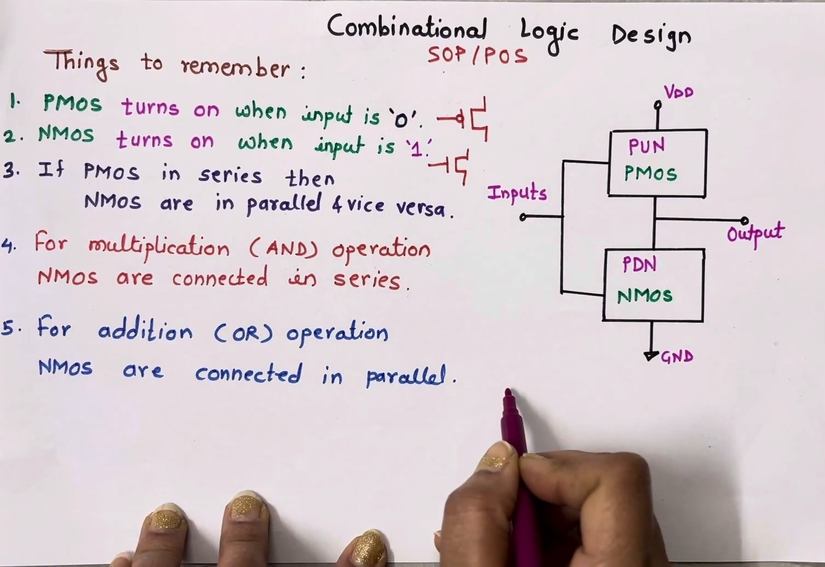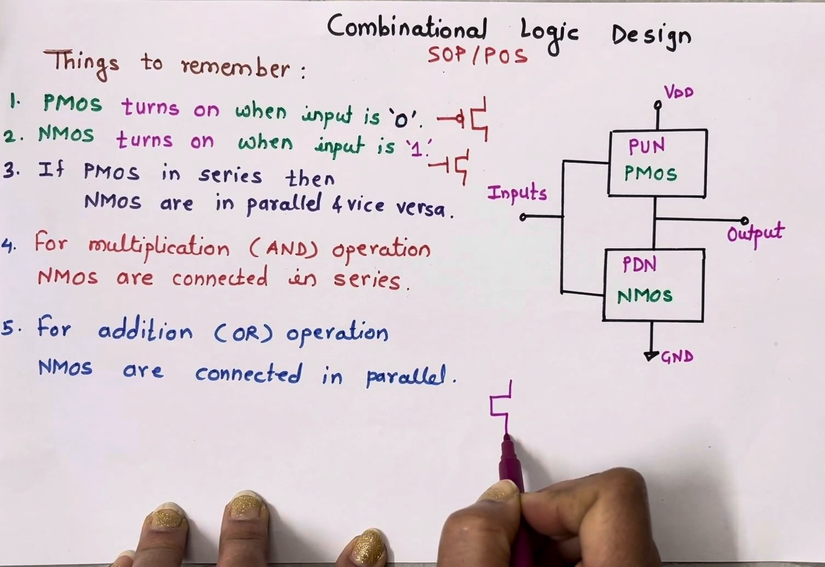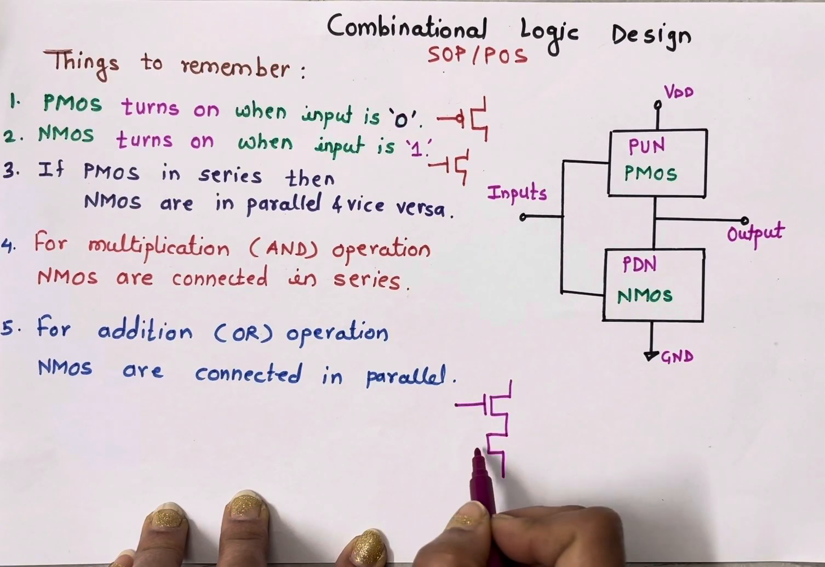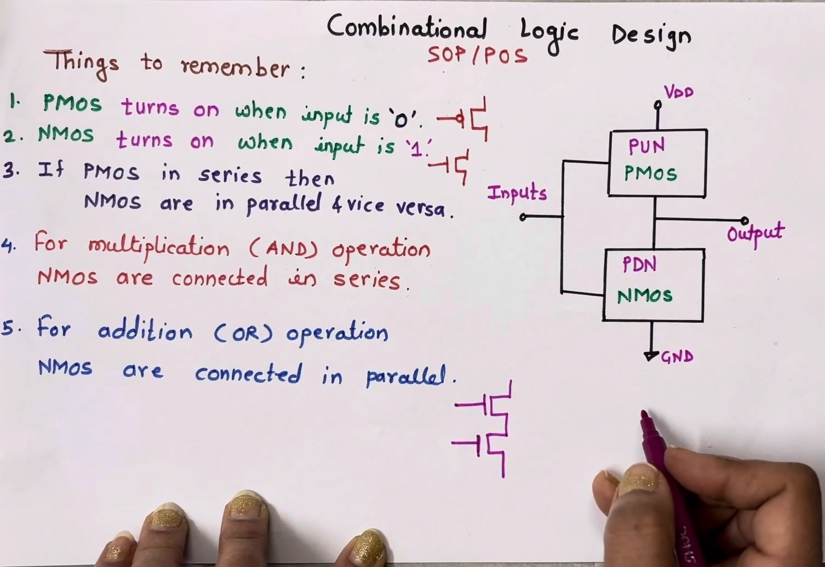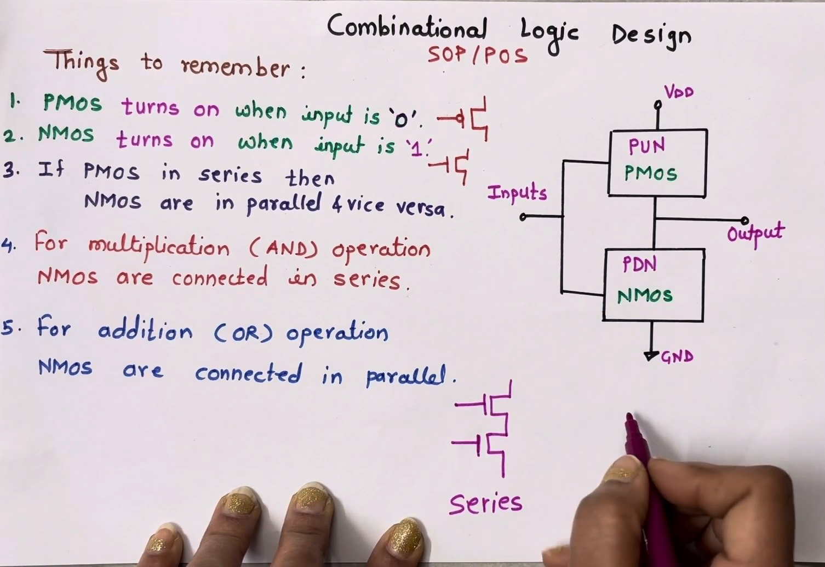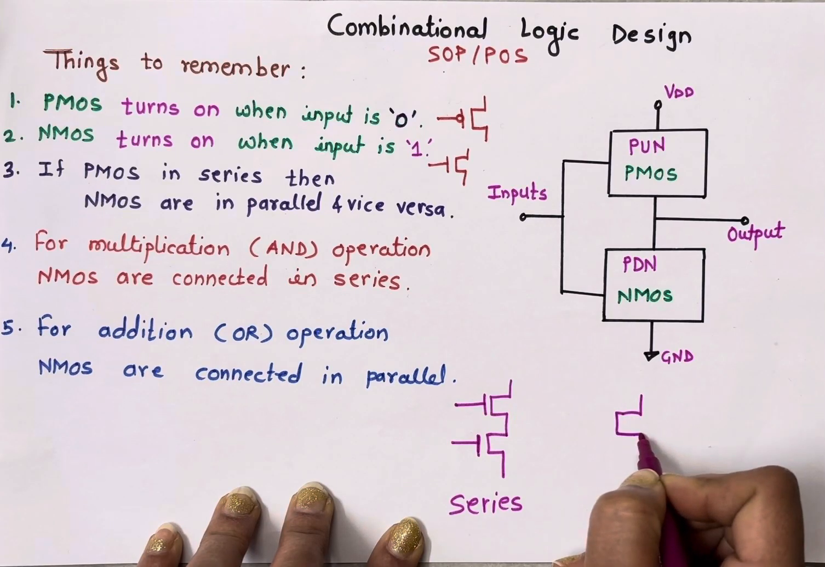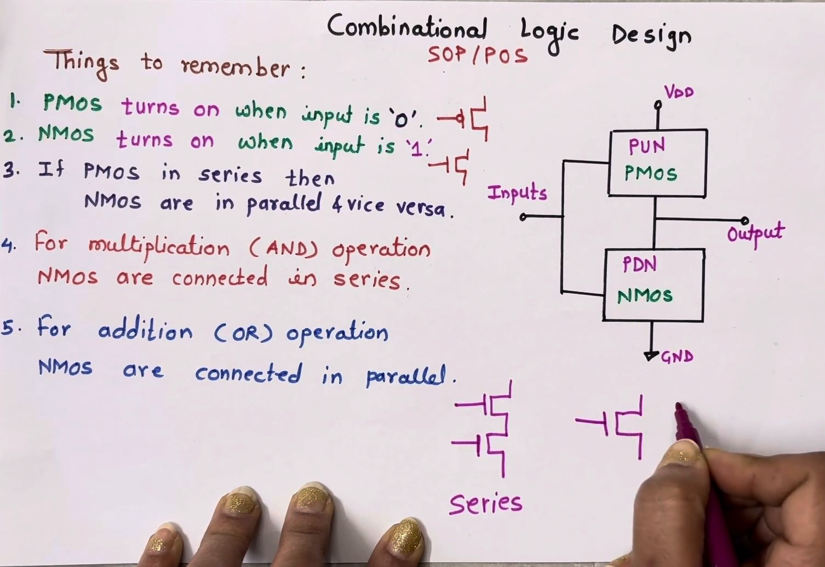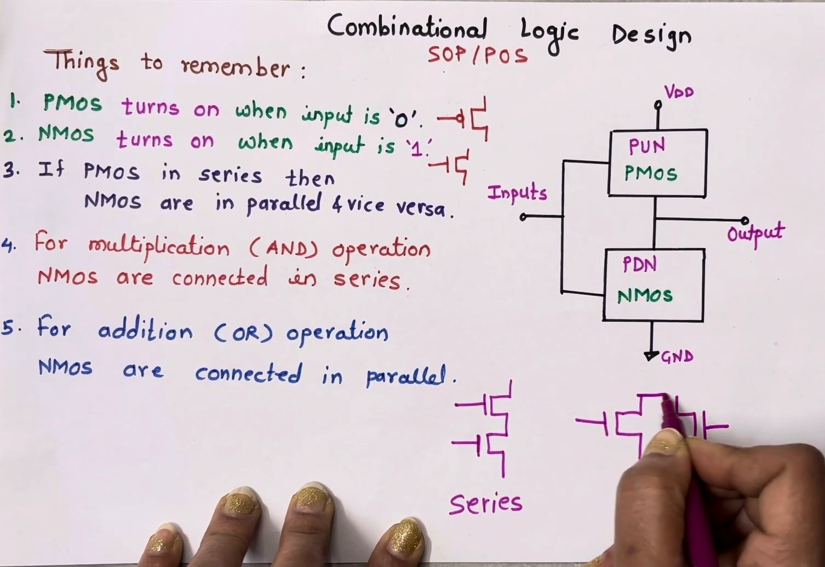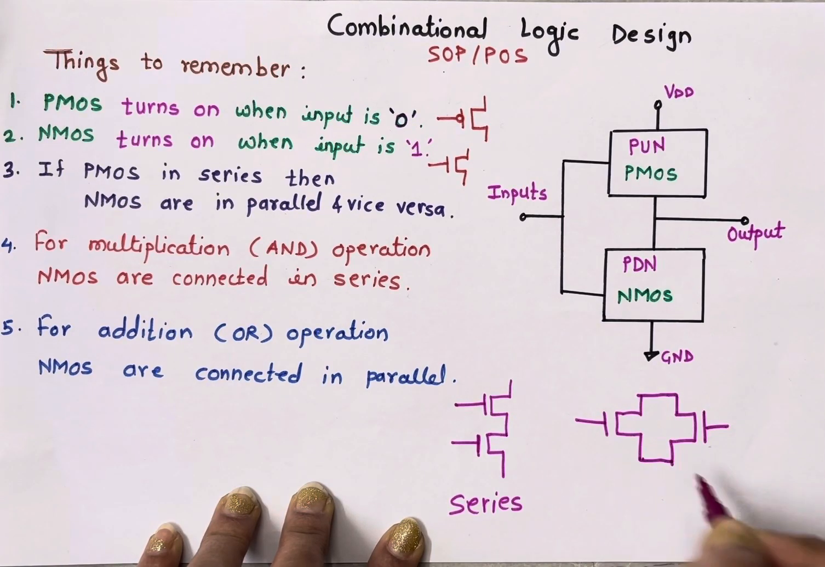Series means one after another MOSFET. So this is my first MOSFET and this is my second MOSFET. They are connected in series, whereas this is series combination. And parallel means their drain terminals and source terminals are shorted. So this is parallel combination of MOSFET.